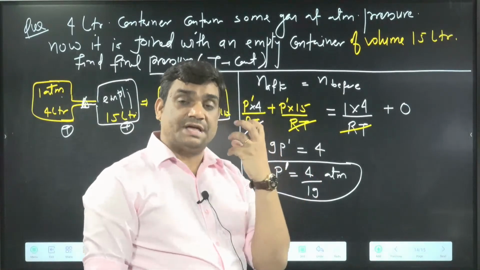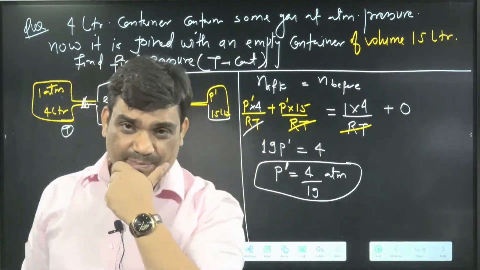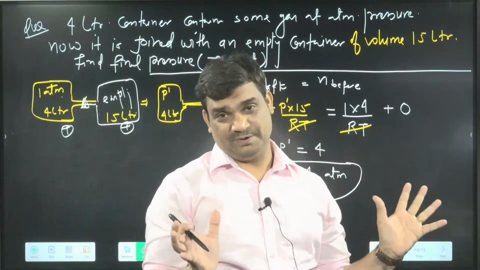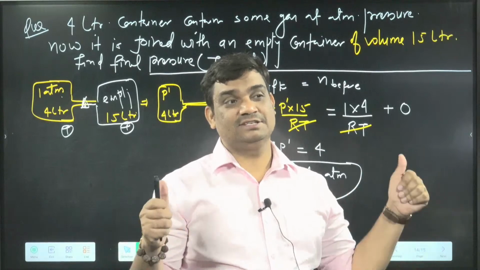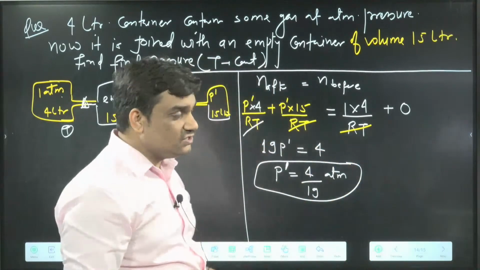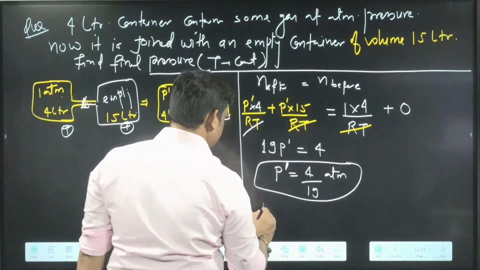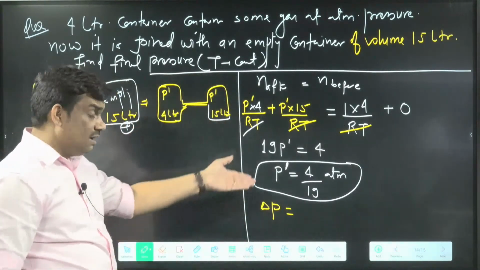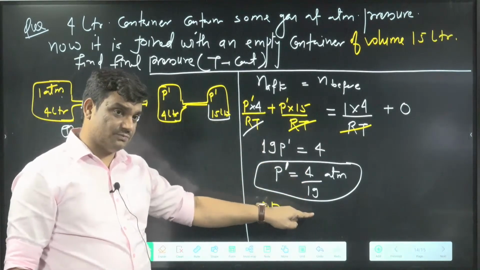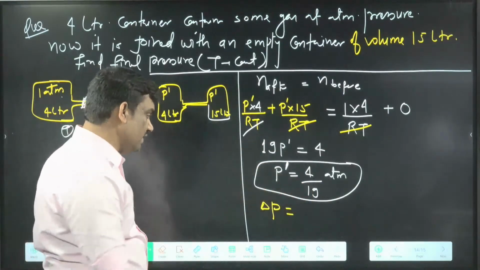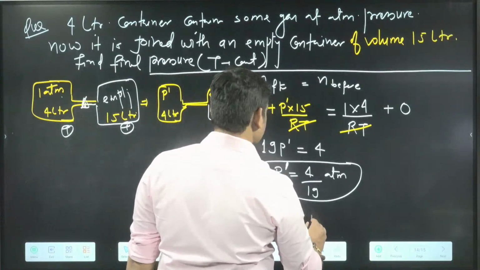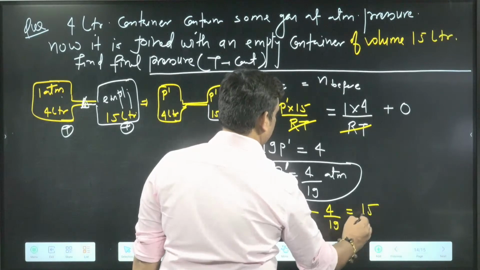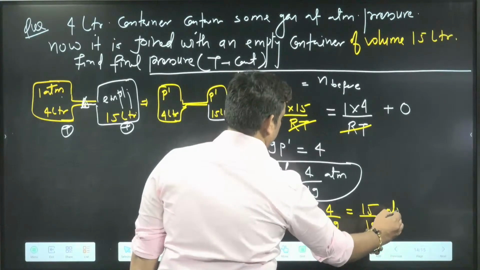Sometimes in the examination they will not ask for the final pressure, they will ask for the change of pressure. If they are asking the change of pressure, delta P, generally we write final minus initial. But here the final pressure is less and the initial is more, so we write initial minus final. So initial is 1 minus 4 by 19, which becomes 15 by 19 atm.